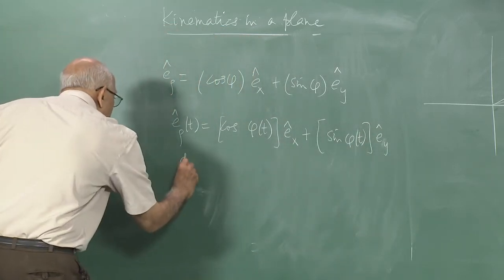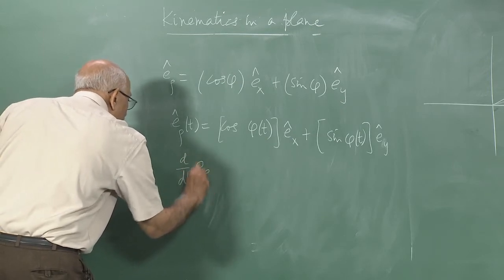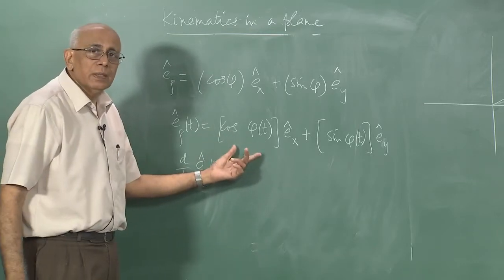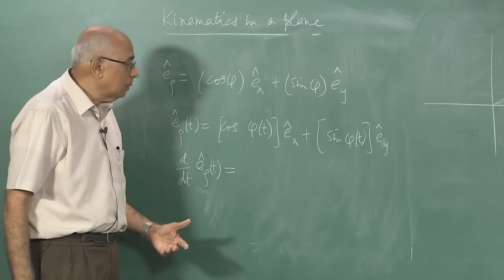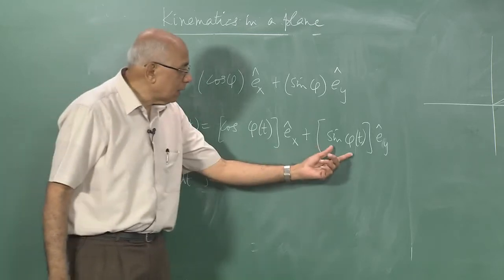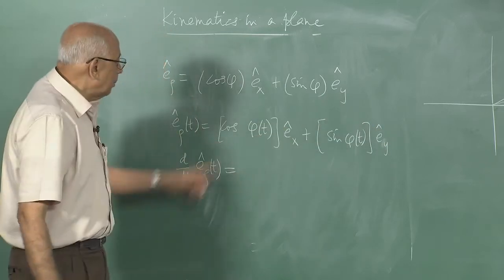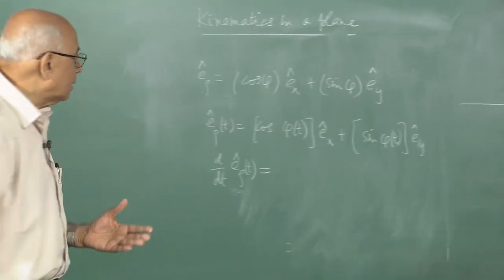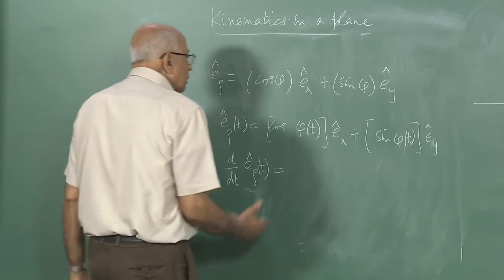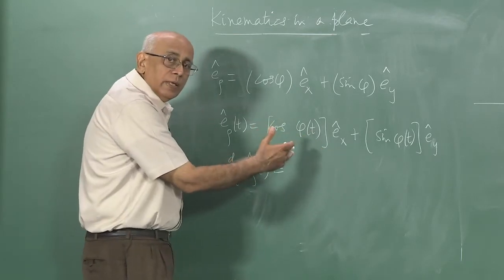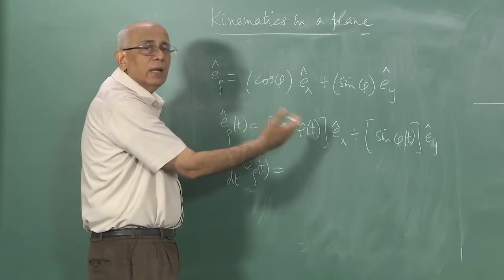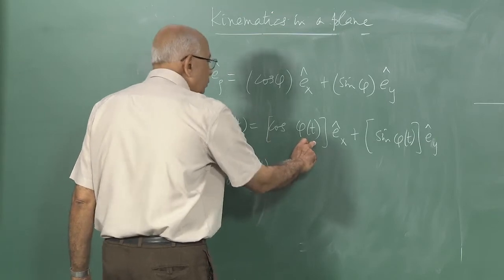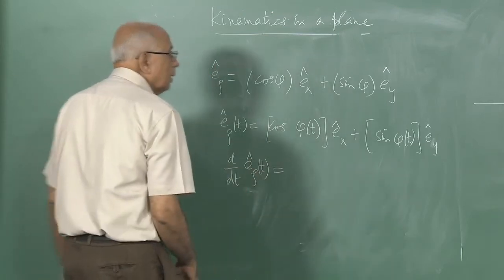Therefore, d over dt of e rho of t is equal to the derivative of this function of time with respect to time times the same unit vector, plus the derivative of this function times the same unit vector. But for cos of phi of t, again it is a function of a function. You have t, then you have phi of t, which is a function of t, and then you have cos phi of t, which is a function of phi itself. So we know once again from the rules of calculus that it is the derivative of this function with respect to phi. So let me write that down separately.